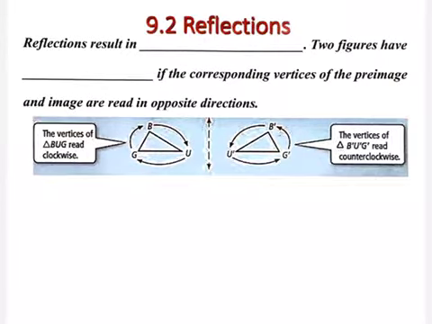Section 9.2, Reflections. Reflections result in opposite orientations. Two figures have opposite orientations if the corresponding vertices of the preimage and image are read in opposite directions.